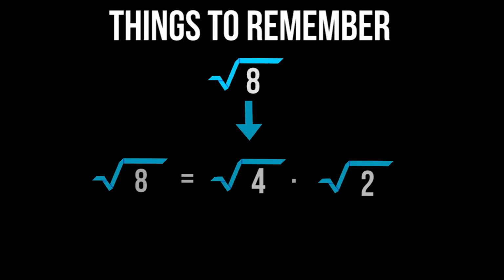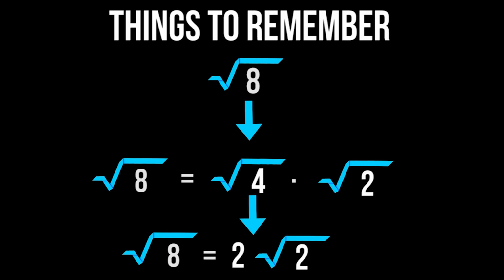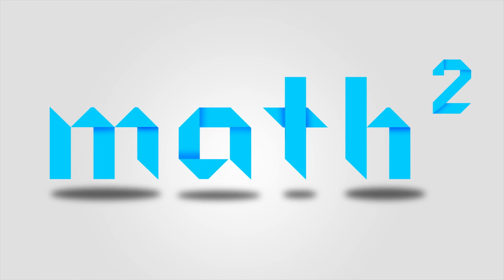Another thing to remember is that the square root of 8 equals the square root of 4 times the square root of 2, and then you can simplify the square root of 4 down to 2, so then you would just get the square root of 8 equals 2 times the square root of 2. Now let's get into the examples.